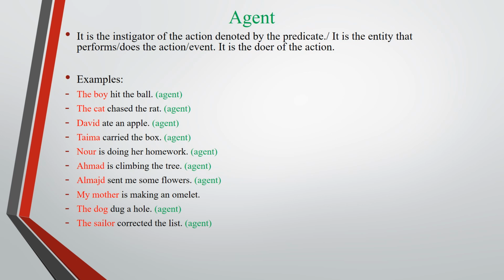In the second sentence, the cat is the agent because it did the action of chasing. Now, in the third sentence, David ate an apple. David is an agent because he is the entity that performed the action of eating. Tayma carried the box. Tayma again is the agent because she is the entity that did the action. Again, all the arguments in red play the semantic role of an agent.